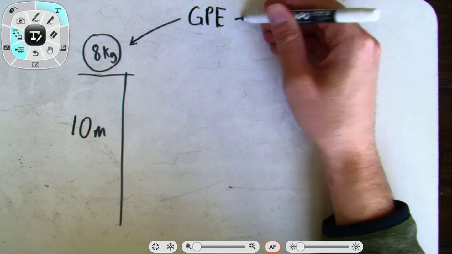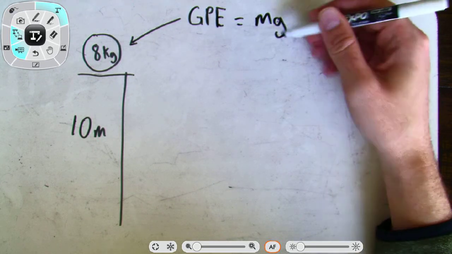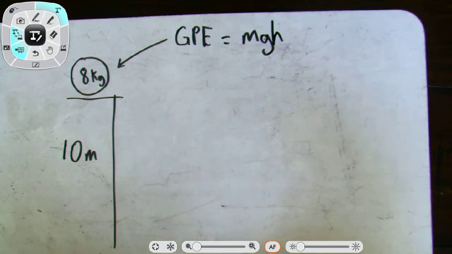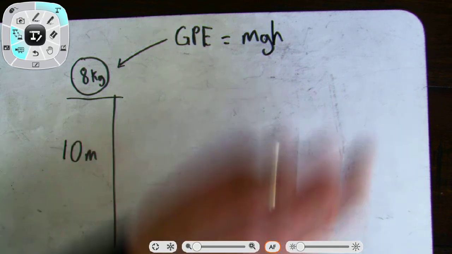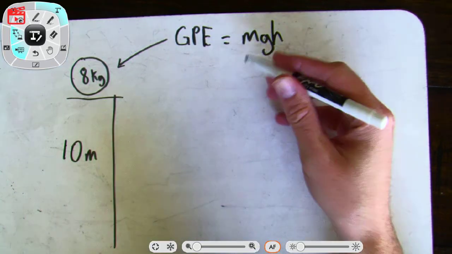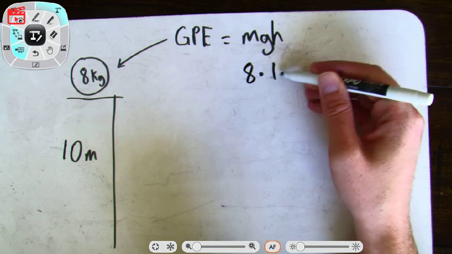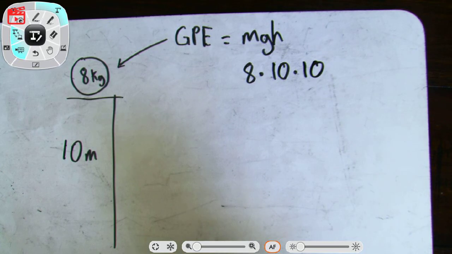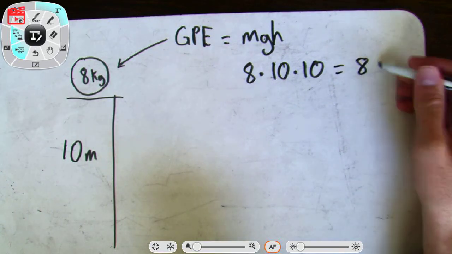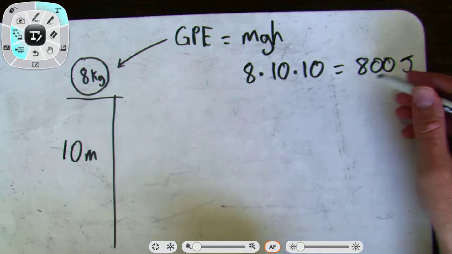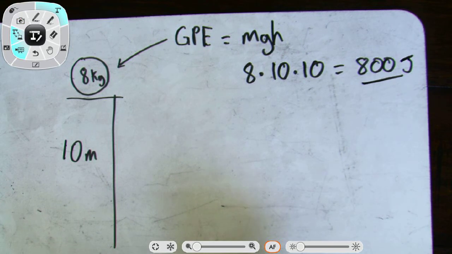Well, GPE equals mass times gravitational field strength times height, mgh. Okay, so mass is 8 kilograms. I'm going to use 10 for g just to keep things simple, and then 10 for the height. So 8 times 10 times 10 is 800 joules. 800 joules of GPE before it starts to fall. That's how much gravitational potential energy it has.